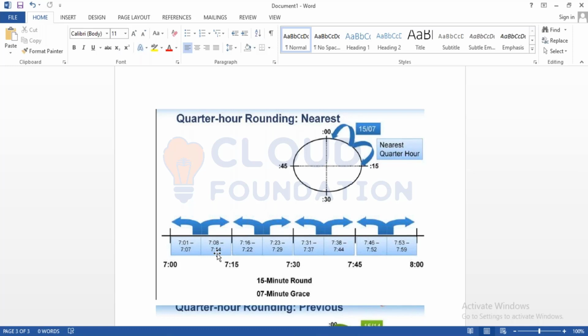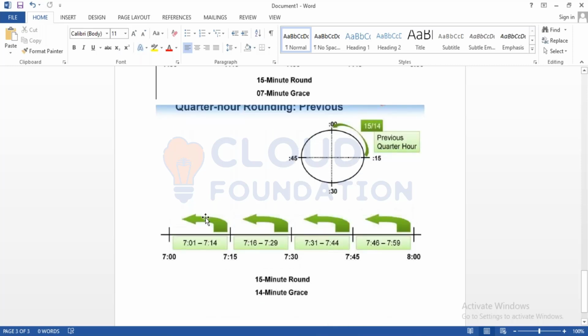It will go forward to 7:15. Yeah, correct. So when an employee punches on the grace minute, the punch is always rounded back in this situation. So if he punches at 7:7, it goes backward. Okay, so this is nearest. Are you clear with this? Any questions? No, ma'am. Okay, fine. So we'll go to the last model that's called previous.